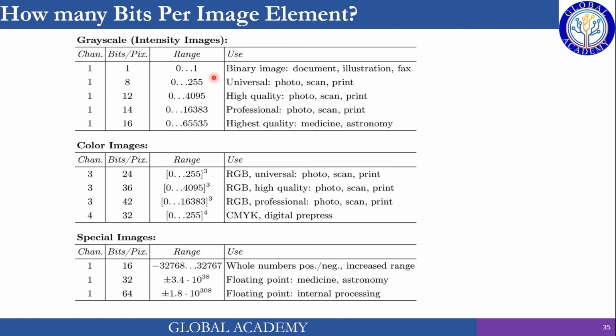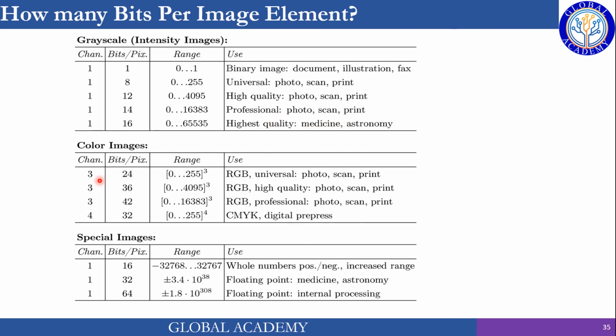Here is another piece of information about bits per image element. So a grayscale image is a one channel image. One channel means if a grayscale image is of size 100 by 100 pixels, then it is just a 2D array of 100 by 100 values. So 1 bit per pixel is like a binary image, and 8 bits per pixel is universal and very common in photo scans and prints. There could be 12 bits per pixel, 14 and 16 for different applications.